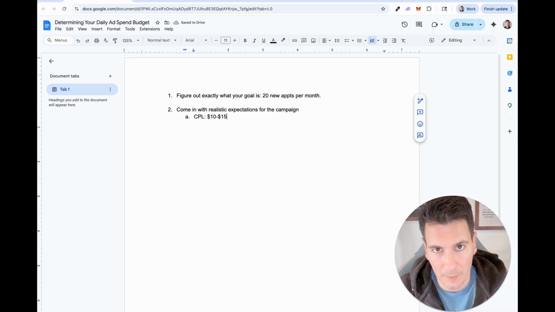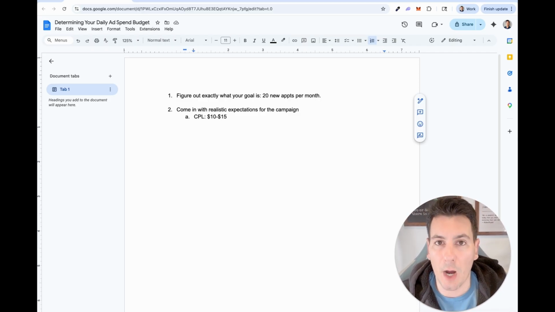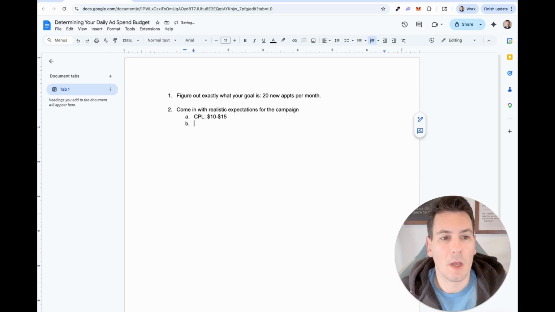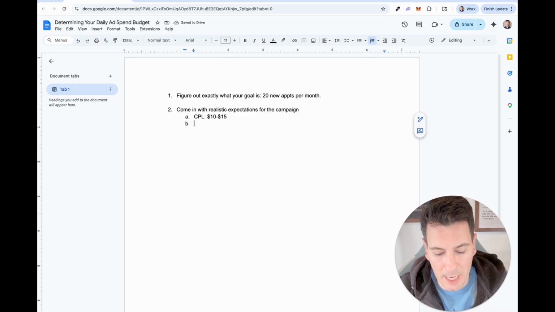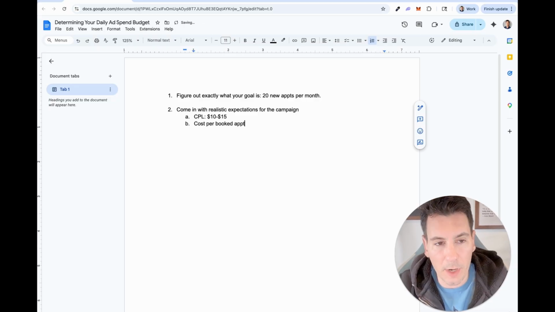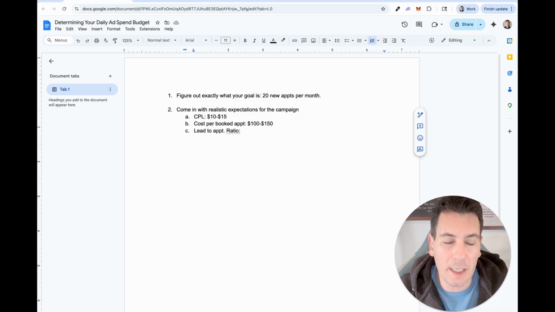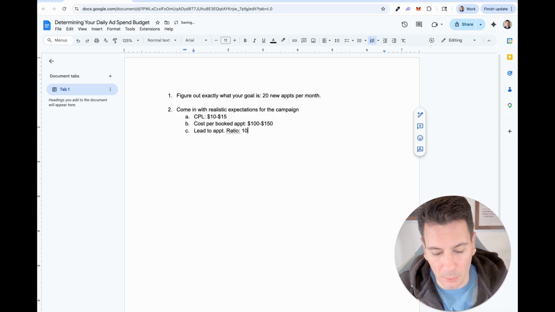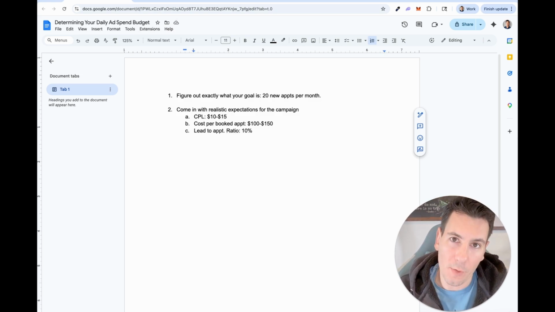Obviously, the lower the better, and your goal as you continue to optimize and monitor your campaign is to reduce that cost per lead down as much as possible. The next metric that you should aim for is a cost per booked appointment of between $100 and $150. The next thing that you want to keep in mind is your lead to appointment ratio, meaning how many leads does it take to get one new appointment?